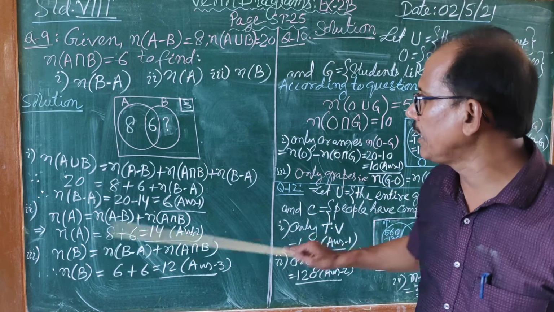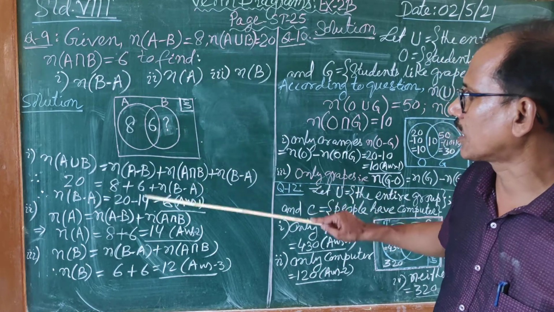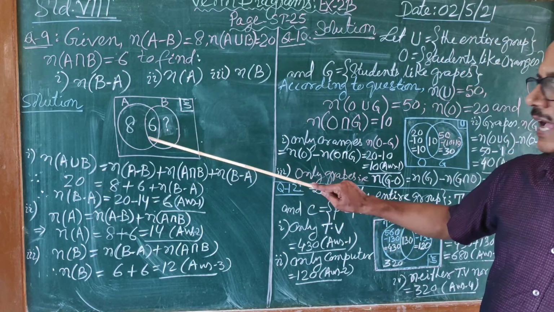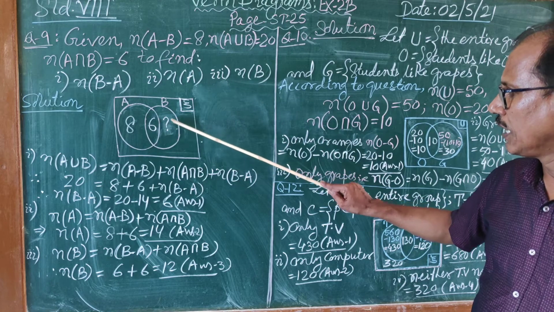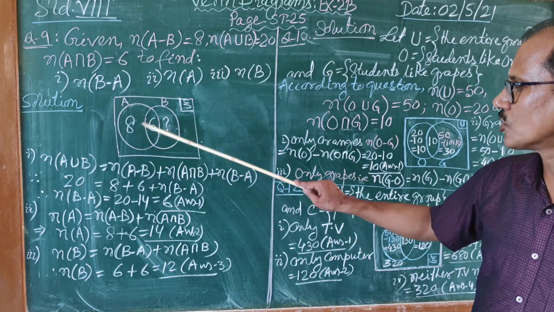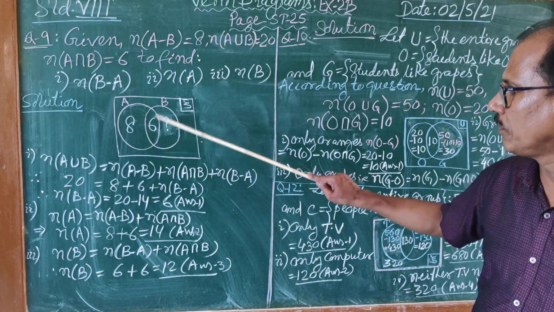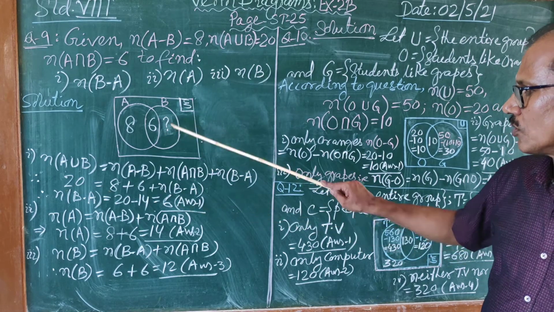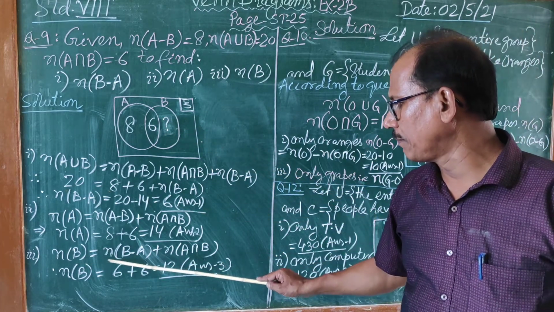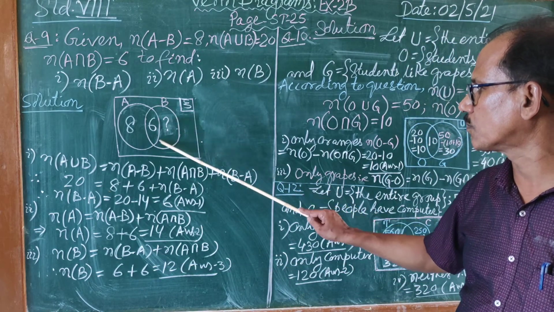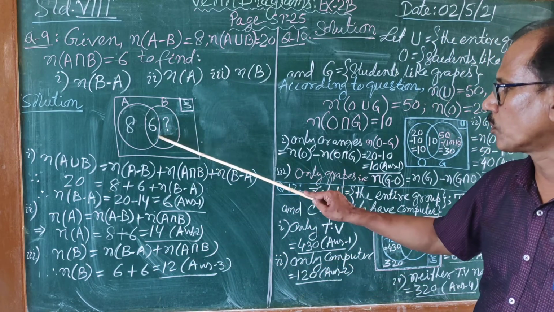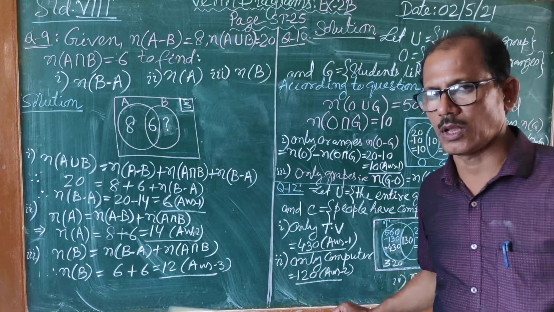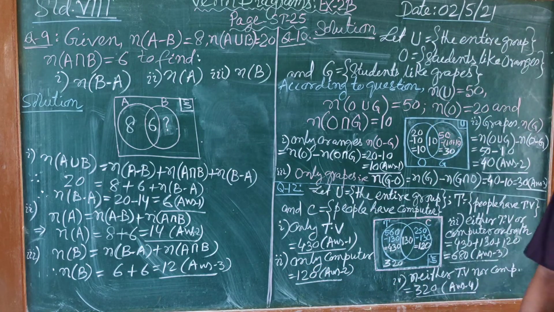Moving on to n(B). n(B) is the complete circle. You have got this one, and now you found n(B minus A), that is 6. So this part will be what? n(B) will be 6 plus 6, because this part you have taken out 6. So n(B) is n(B minus A), this portion, plus this portion. So 6 plus 6, 12. I hope you have understood, things are very clear to you.